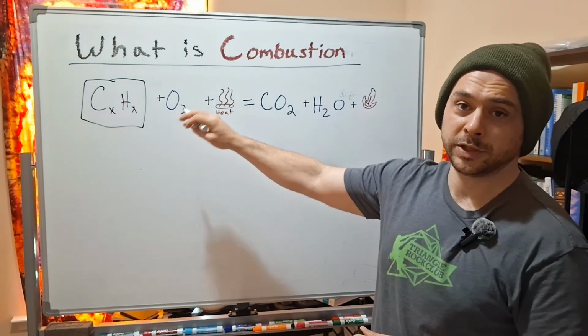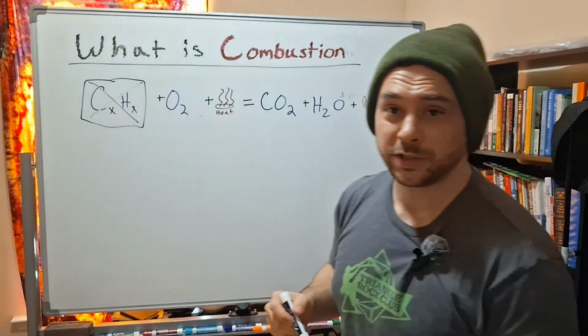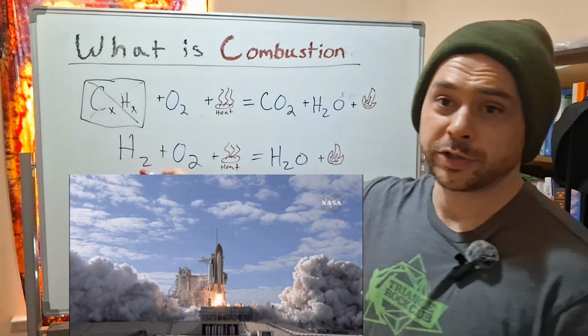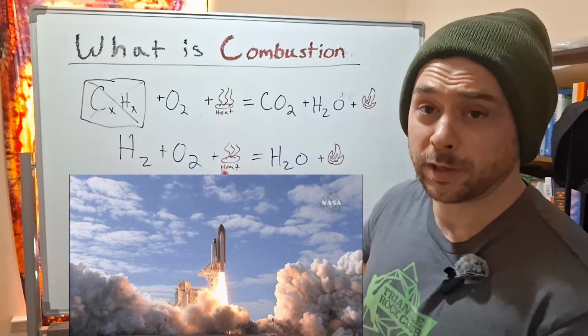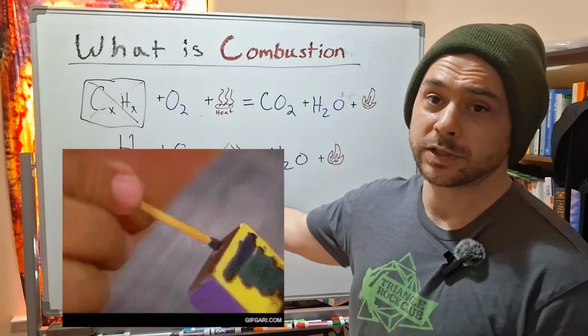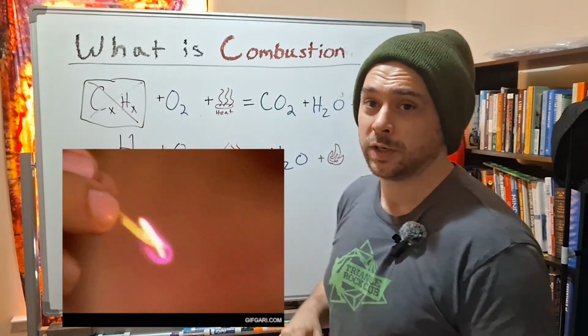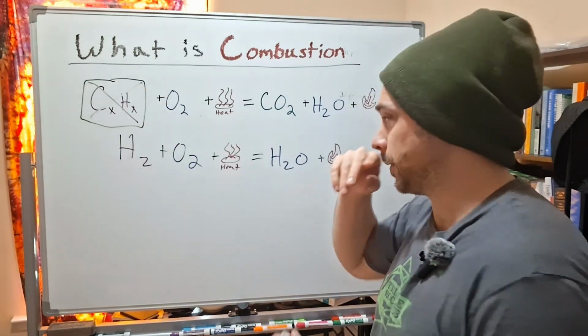Not all combustion needs hydrocarbon. If you have hydrogen and oxygen, you can make combustion. We do that in rocket fuels. You can also do this with phosphorus and oxygen. It doesn't have to be a hydrocarbon source. So that's one thing that's wrong with this model of combustion.